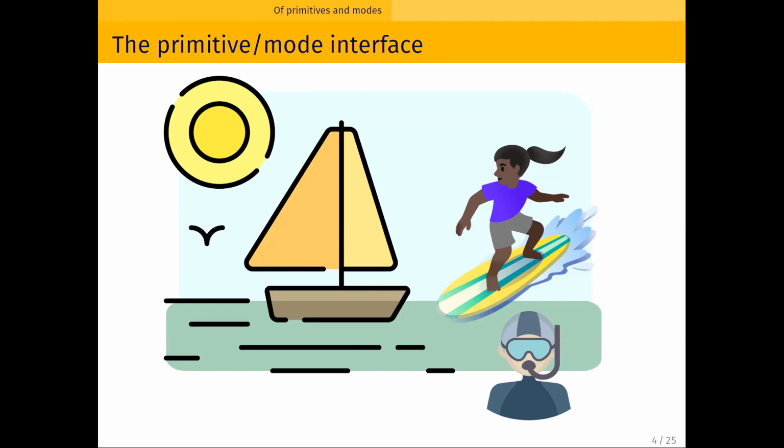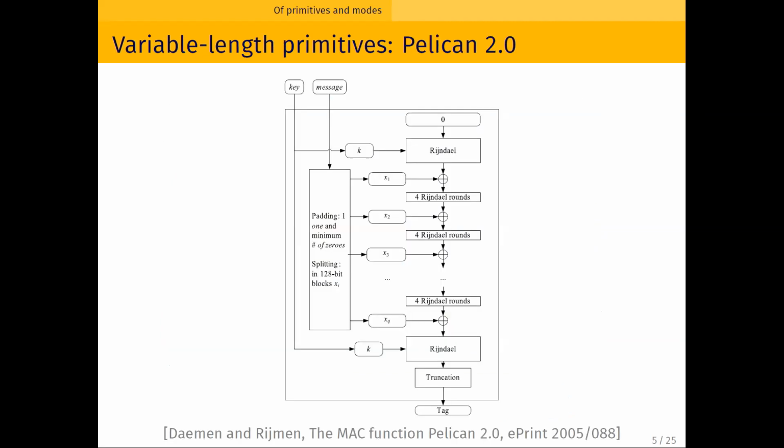There are other examples. For instance, the Pelican MAC function that was defined by Diamond and Raymond. It is a MAC function. It uses the full AES block cipher at the beginning and at the end, but in between it only uses 4 rounds of Rijndael. You cannot call 4 rounds of Rijndael an ideal component. But globally, this gives a MAC that is, up to now, up to the claimed security, and it's 2.5 times faster than CMAC, for instance.